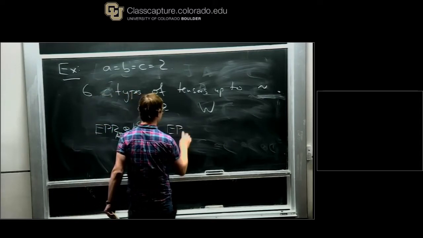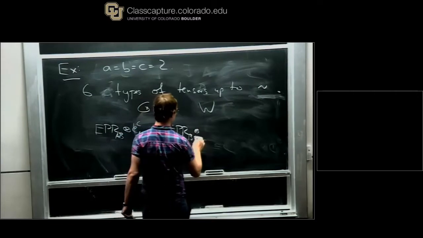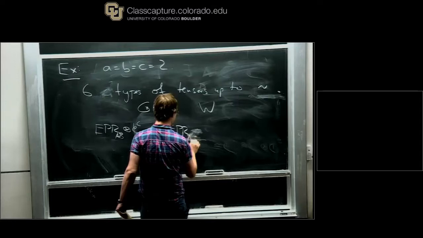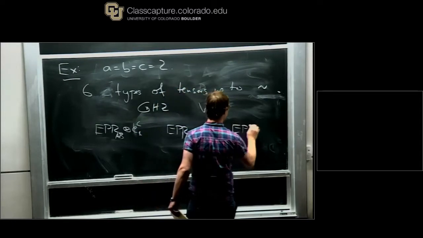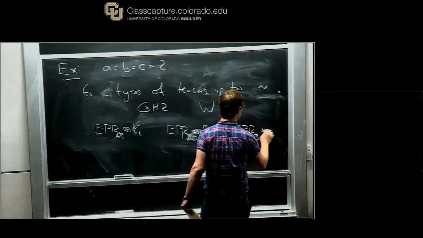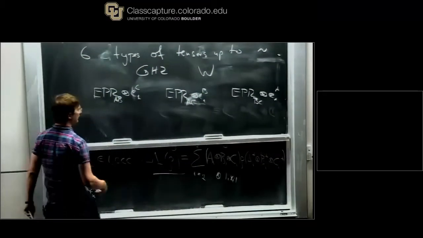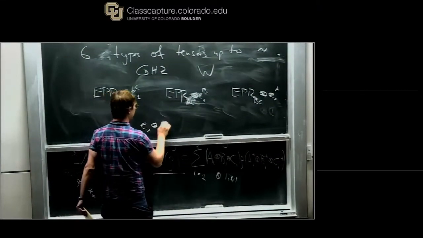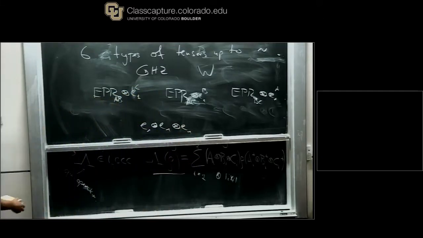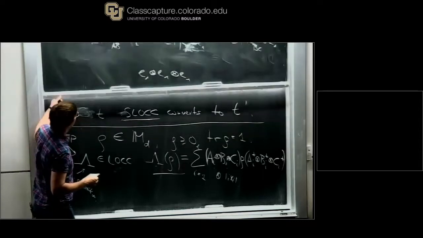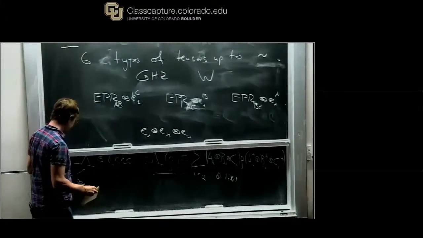And EPR AC tensor the E1 on B. And here I have the EPR on BC tensor the E1 on A. And then down here we have a product state. So these are actually the 6 classes that one has, up to isomorphism.